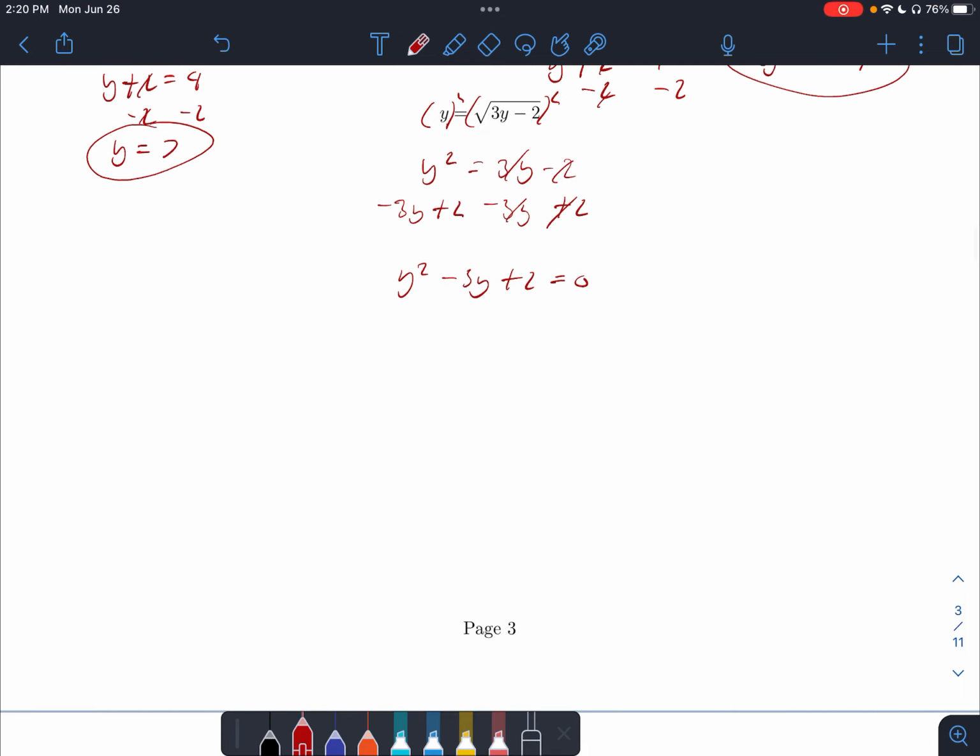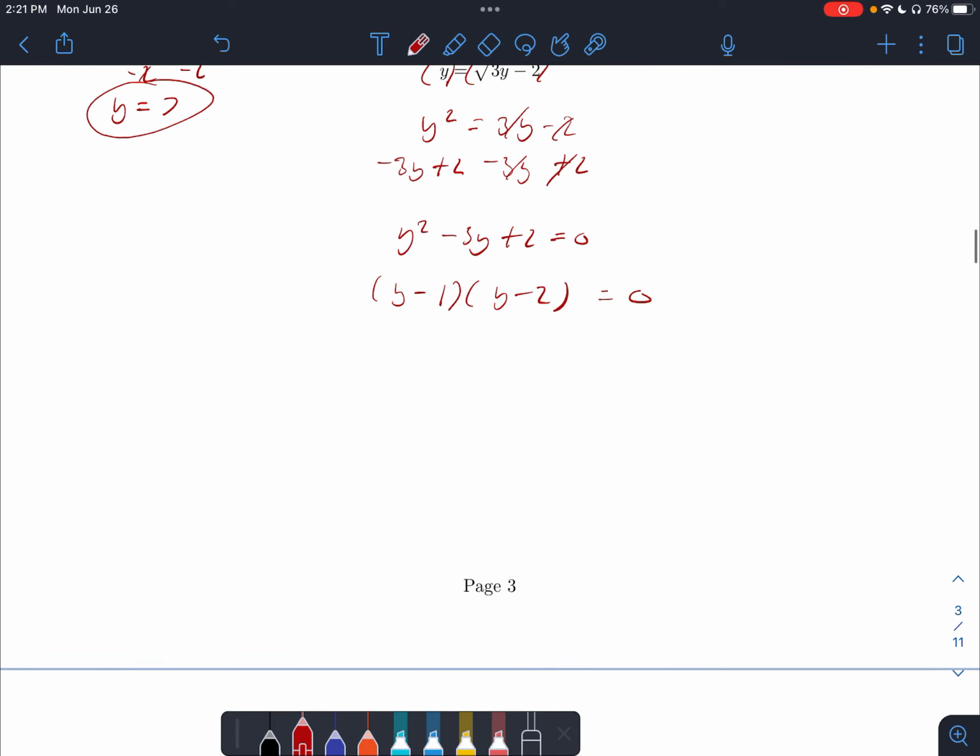Okay, so now we can just solve this like any other polynomial. So we have y squared minus 3y plus 2. So we want two numbers to multiply together to give us 2 and add to give us negative 3. I'm thinking y minus 1, y minus 2 equals 0. All right, so that means that our two solutions are going to be y equals 1 or y equals 2. And you can do that by setting y minus 1 and y minus 2 equal to 0.